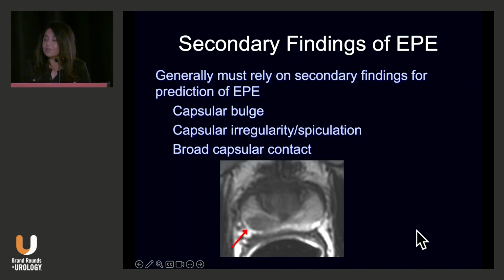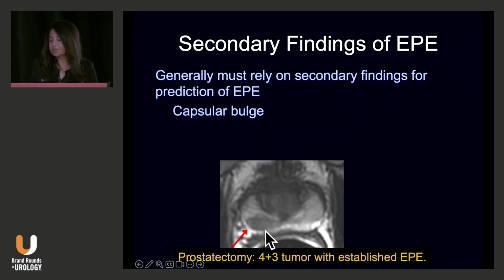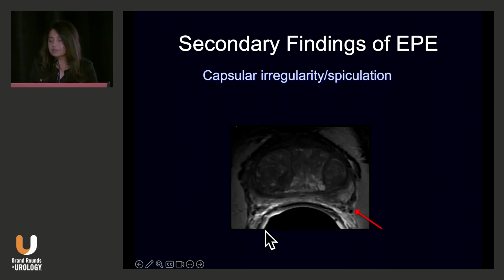But we really rely more on the secondary signs. And so what are the secondary signs for extraprostatic? So really, capsular bulge is one of them. A mass that's either the capsule or the area of the margin of the prostate is irregular, or if there's a broad capsular contact of more than 1 to 1.5 centimeters. And so that is something worrisome for extraprostatic.